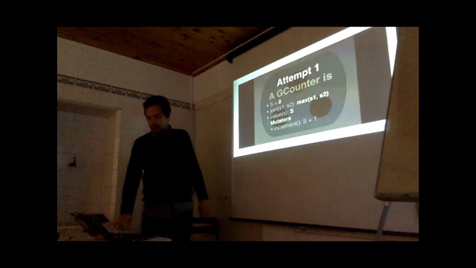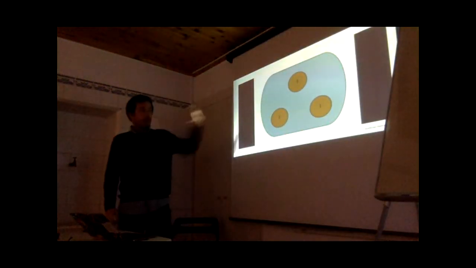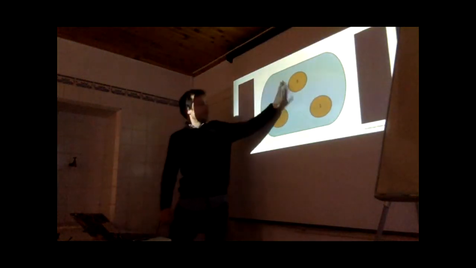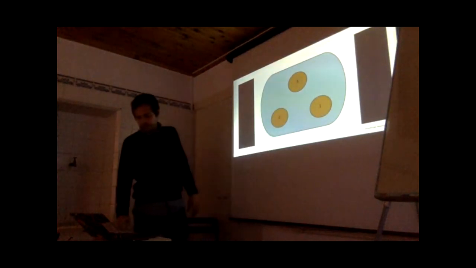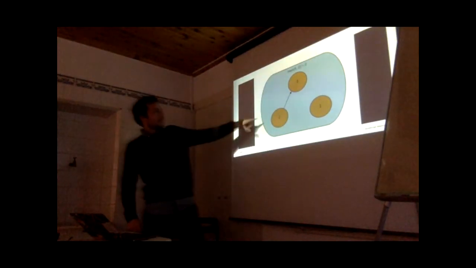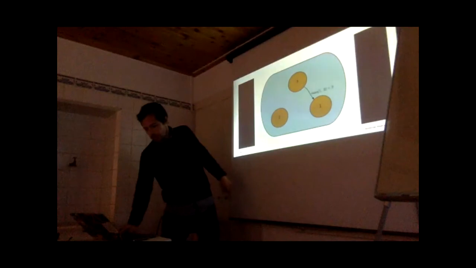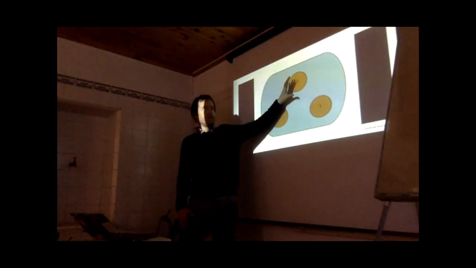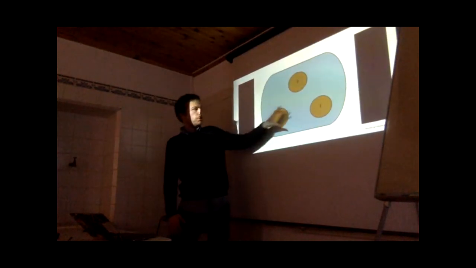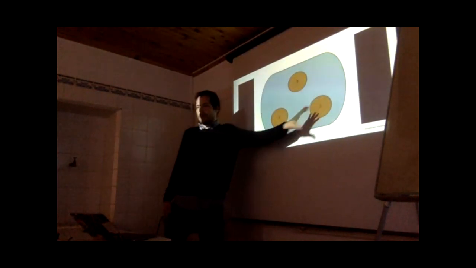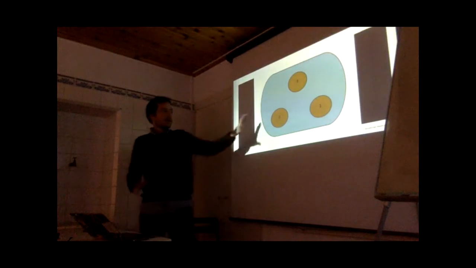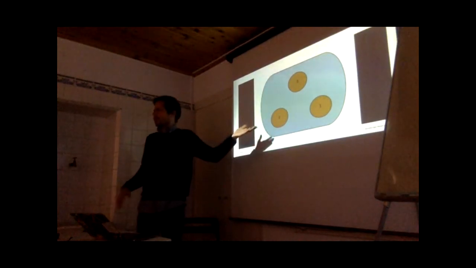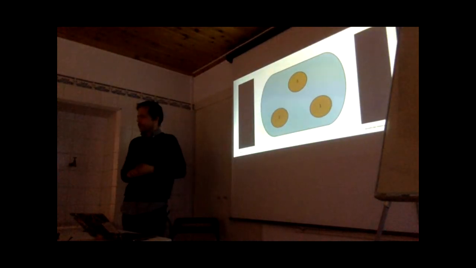Very simple. Let's see how this works on a network with three peers. Let's assume this one starts with a count of three, this one starts with a count of two, and this one starts with a count of one. Let's see how this syncs up. What should be the final state when it all converges? Anyone? Six. Exactly.